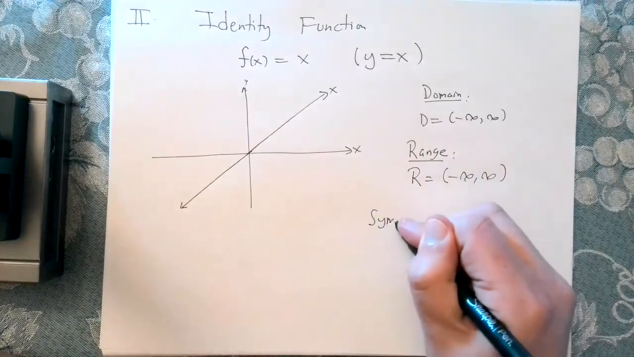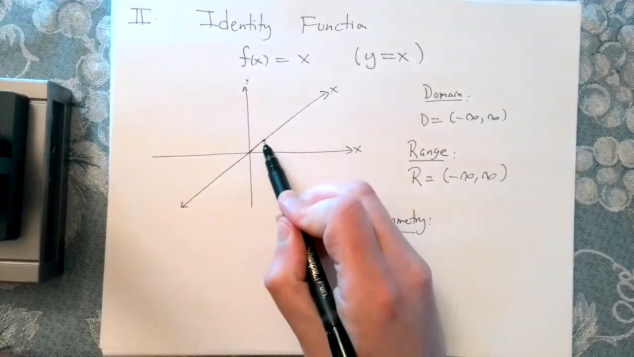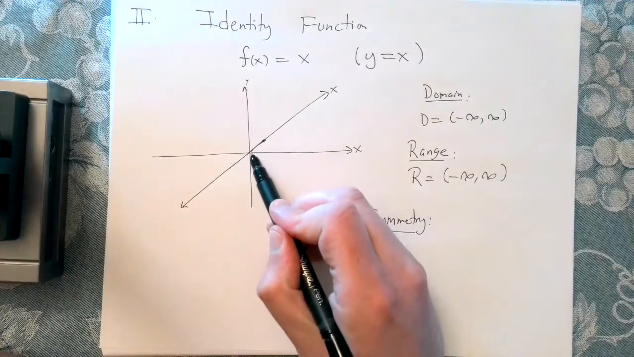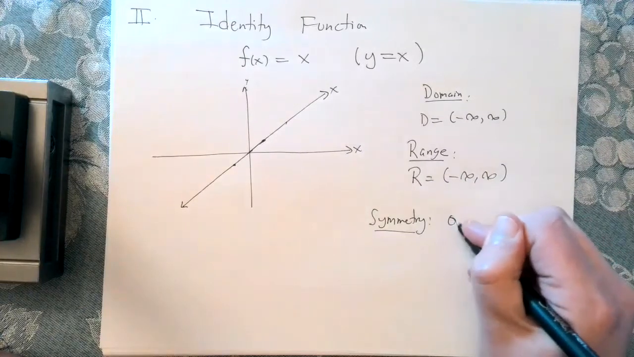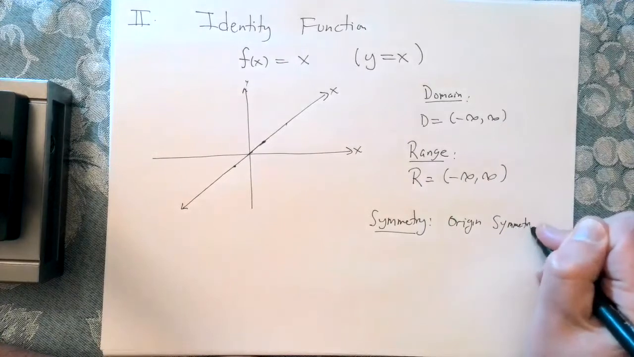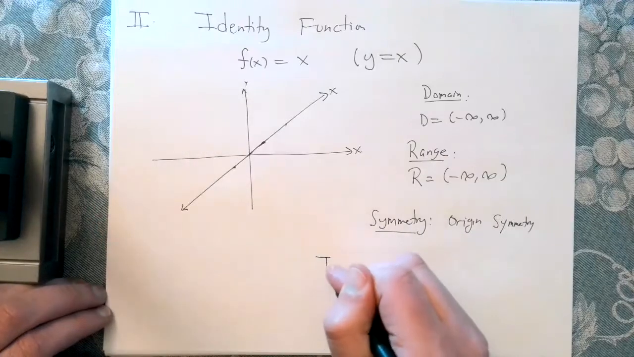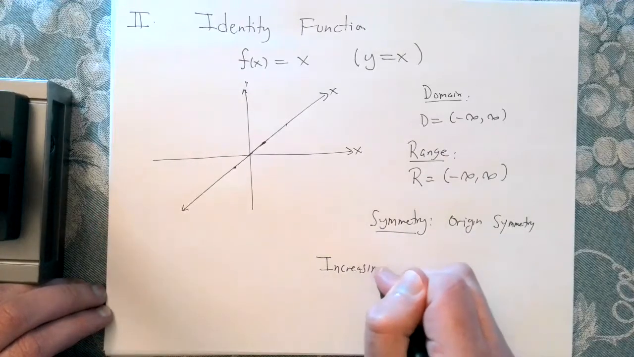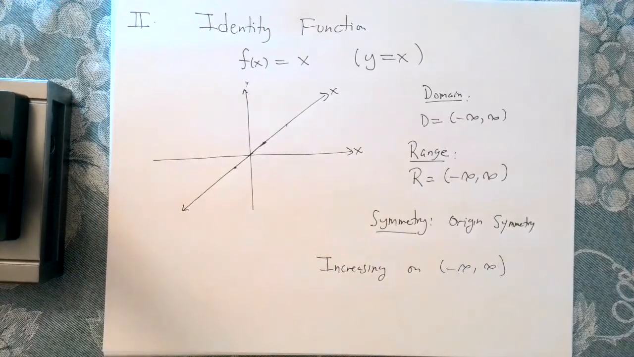And what about symmetry? Looks like there's origin symmetry. If I have a point here, its image is over here through the origin. And that's true for any point. And it looks like if I move from left to right, this is increasing on the interval minus infinity to infinity. Super, super classic function.